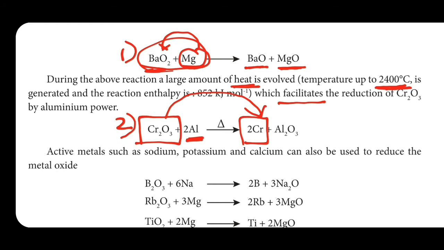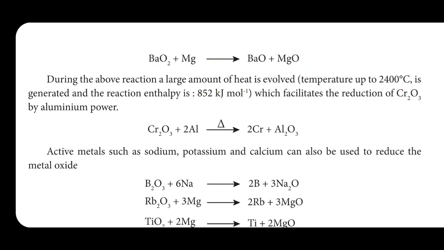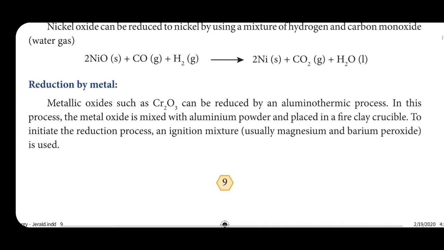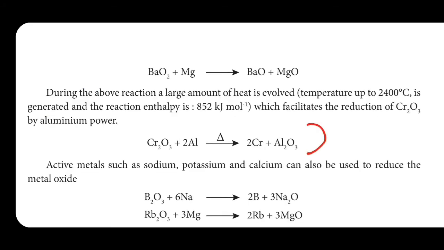For this conversion, this heat only is responsible. That heat is evolved from this mixture called ignition mixture, that is magnesium and barium peroxide. Up to this, aluminothermic process over. If they ask to explain aluminothermic process, you have to write from here to here. Up to here you have to write aluminothermic process.